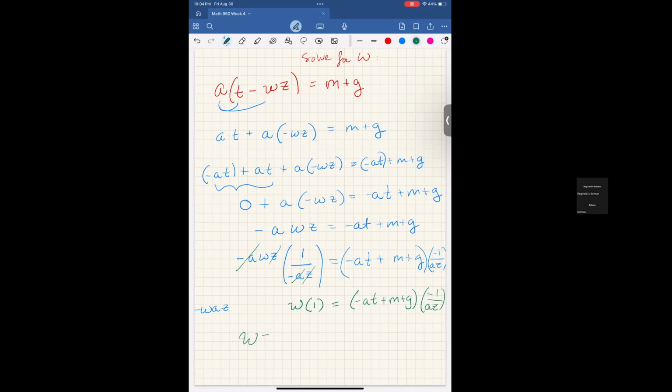So you get w is equal to negative at plus m plus g times negative 1 over az. And of course, this is the same thing as negative at plus m plus g, put a negative sign out in front of it, with an az in the denominator. And that is your answer. This is your solution. That's it. That's all you've got to do.